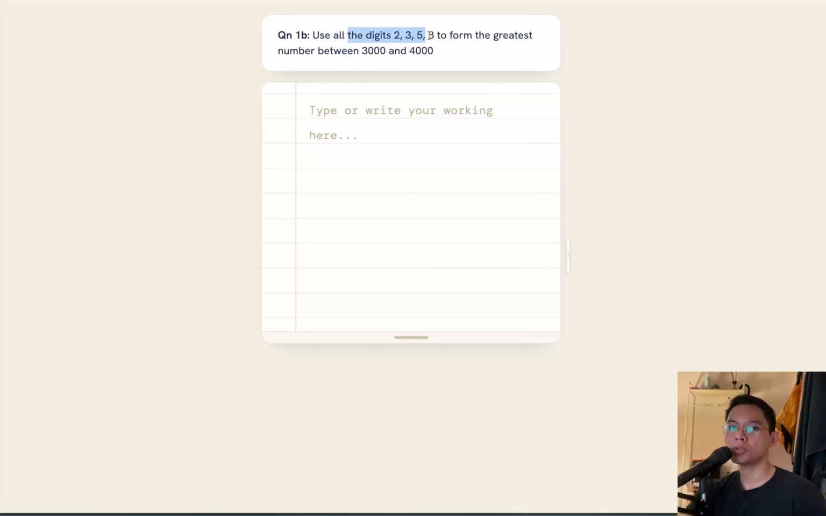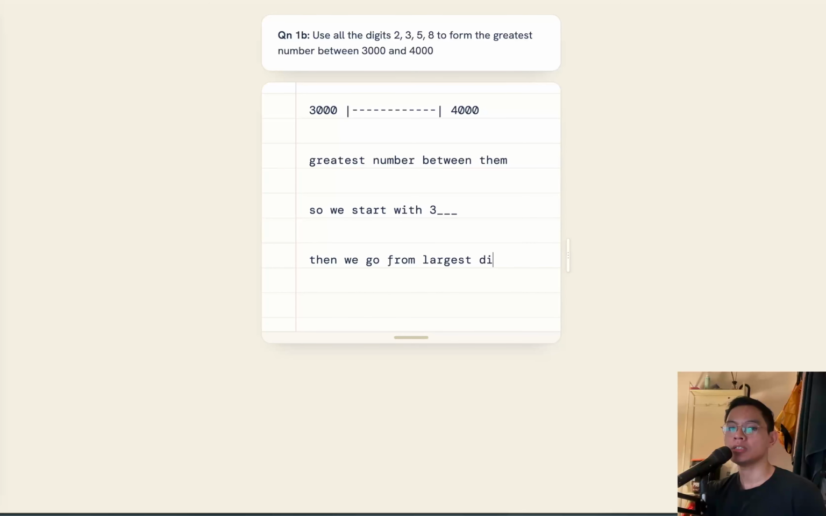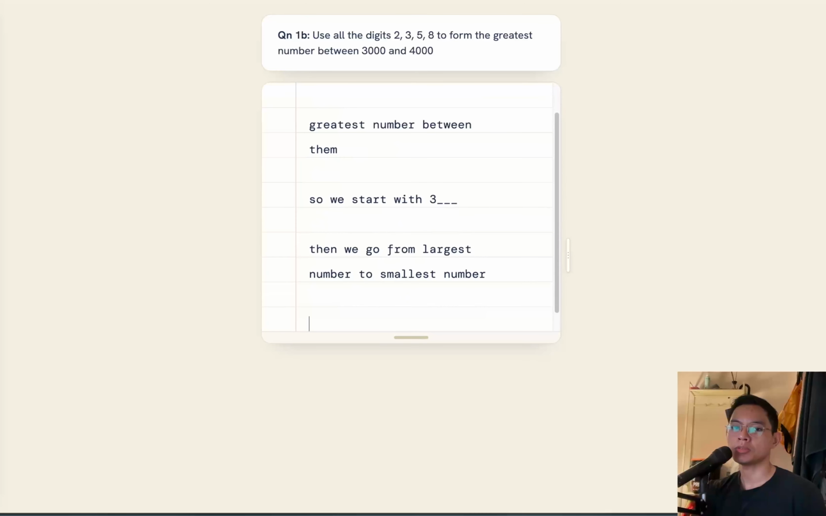Part B, use all the digits 2, 3, 5, 8 to form the greatest number between 3000 and 4000. So that means we want the greatest number between them. We start with 3, then we go from the largest digit to the smallest. This will be 3852. Okay, there you go. So that's the answer, 3852.